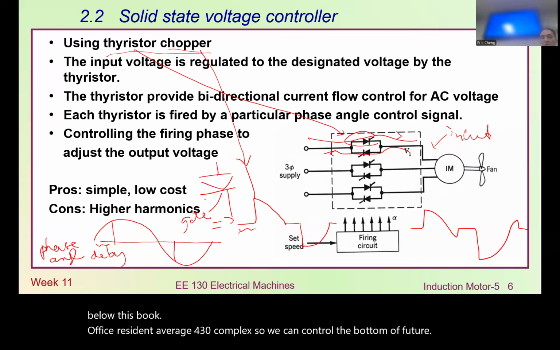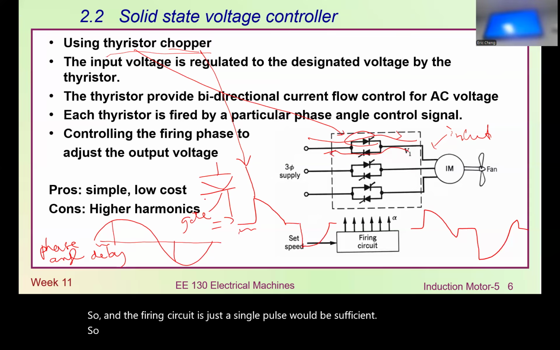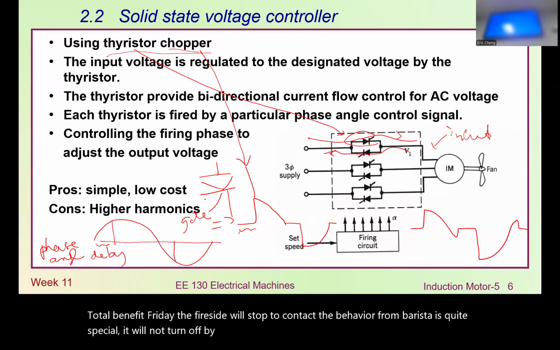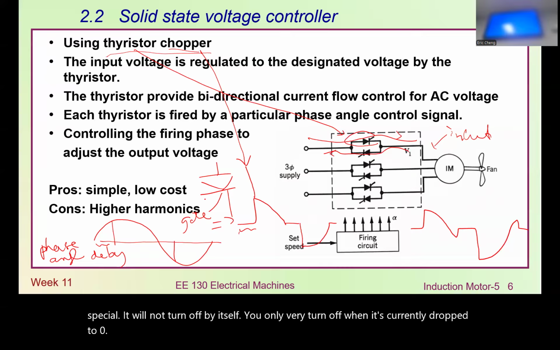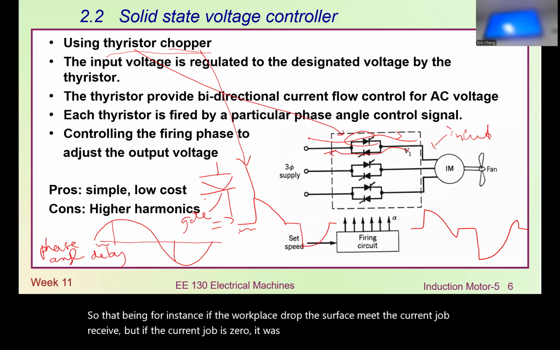The firing circuit needs just a single pulse. If you don't fire the gate here, the thyristor will not conduct. When we fire it, the thyristor starts to conduct. The behavior of the thyristor is quite special: it will not turn off by itself. It only turns off when its current drops to zero. So if the voltage drops to zero, it doesn't mean the current drops to zero. But if the current drops to zero, you terminate at this point.